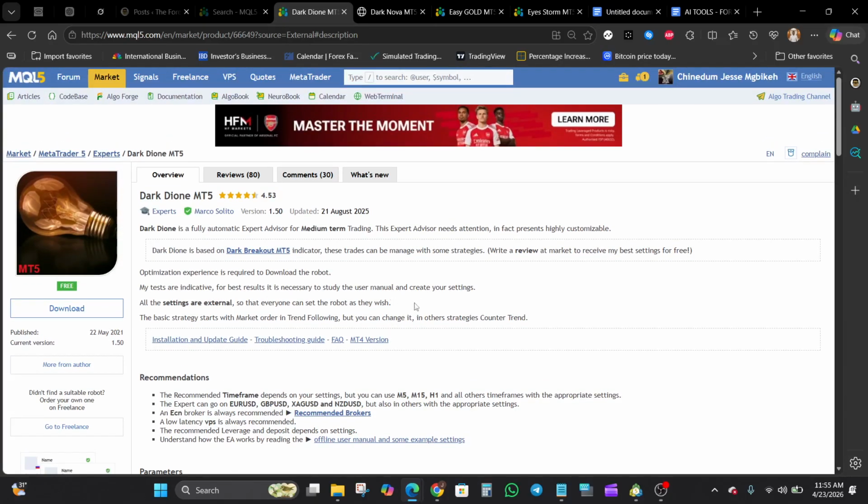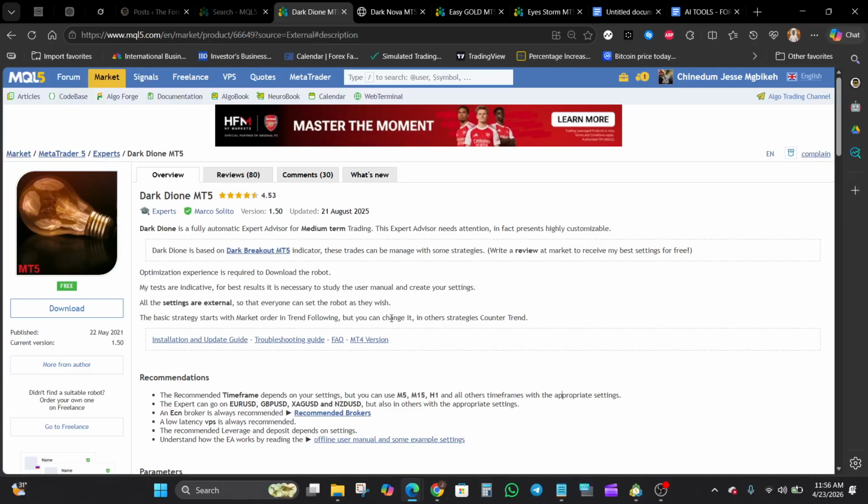At its core, Dark Dione is built around a breakout based system using the Dark Breakout indicator. What this means is that the EA identifies a price range within a specific time window and then looks to trade when price breaks out of that range. Now, breakout strategies are generally designed to capture momentum when price moves strongly beyond consolidation, right?